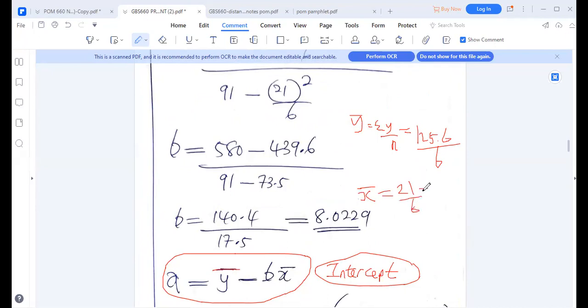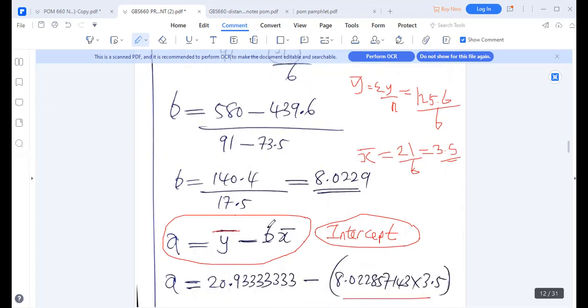So this is where the 3.5 came from, in short. I've answered your question. So when you just say 21 divided by 6, you're getting the 3.5, and then the other one. Then you can come and substitute here.